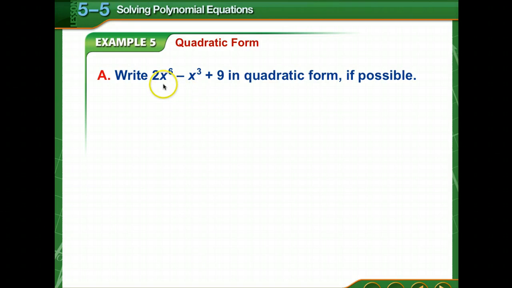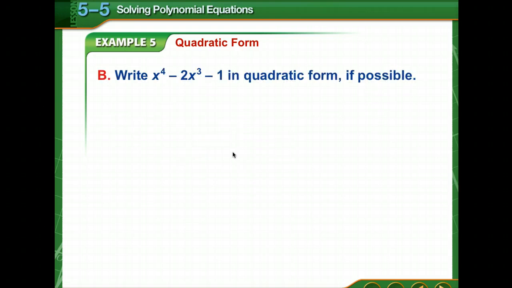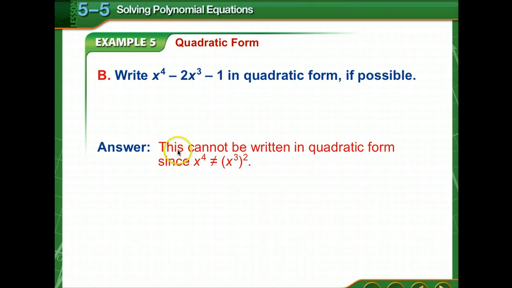In this problem we have 2x to the 6th minus x to the 3rd plus 9. So if we were to rewrite this in quadratic form, x to the 3rd squared and x to the 3rd, okay, let's rewrite this one in quadratic form. Oh, we can't do that because x to the 3rd isn't anything squared. That doesn't come out, does it? x to the 4th can't be something squared. Okay, so that one cannot be written in quadratic form.